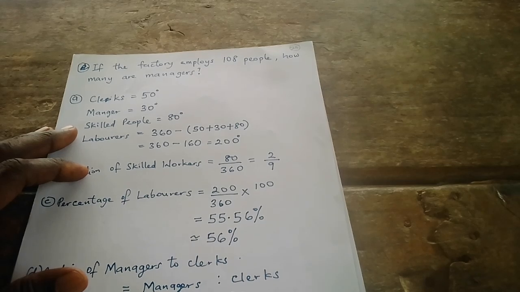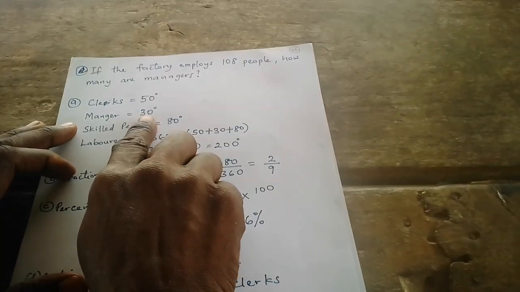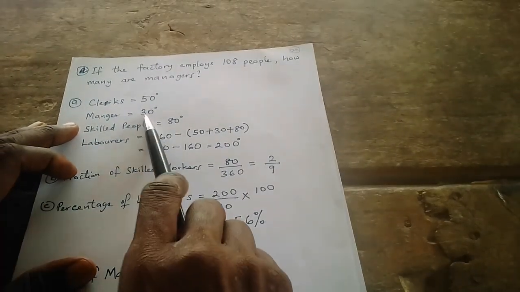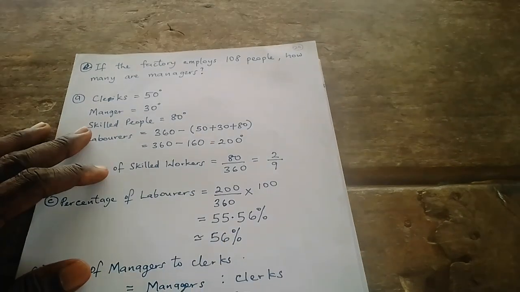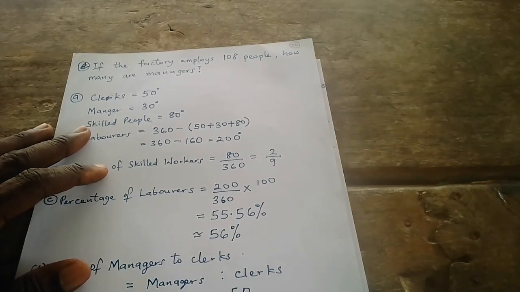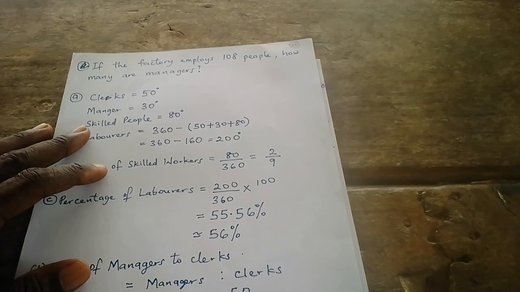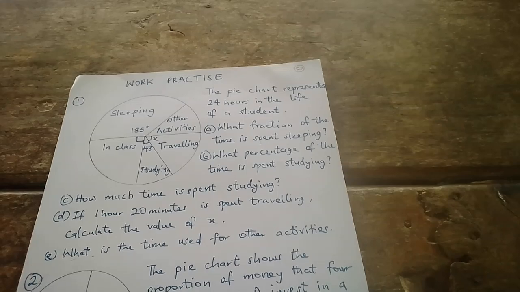Since we know that for the managers we got the sectorial angle to be 30 degrees, to get the answer we say: the sectorial angle of the manager over 360 times the population of the people there. With this, we are able to get 9 managers. So it means in the factory, we have 9 managers.